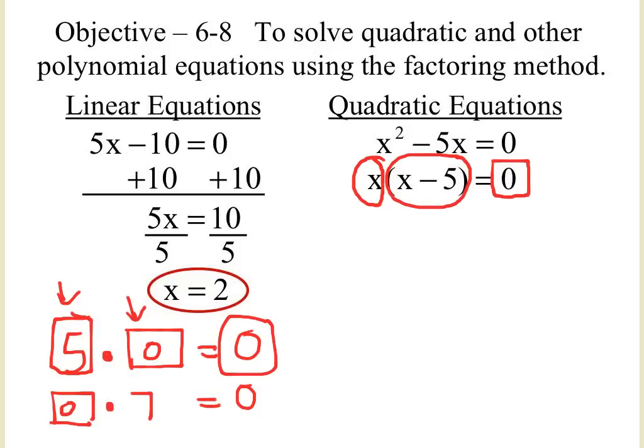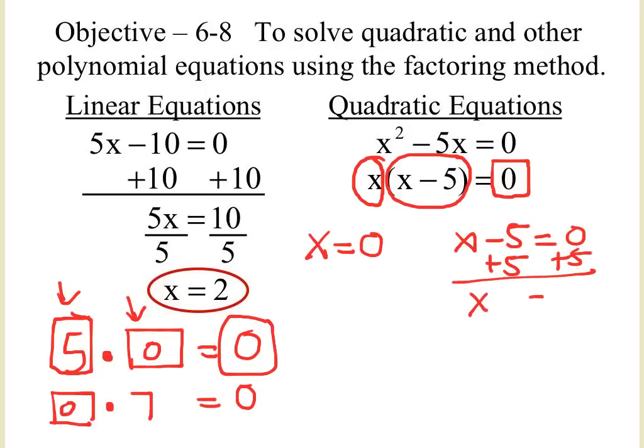If I apply the same concept, we know that if factor times factor equals 0, then one of those two must equal 0. So what I do is I break down the equation and I set both equal to 0. x equals 0 and x minus 5 equals 0. I don't have much solving to do for this. x is alone. We know that x can equal 0. I can add 5 to both sides, and I end up with x equals 5. So I have two possible solutions.